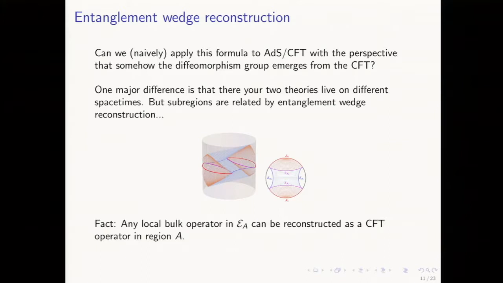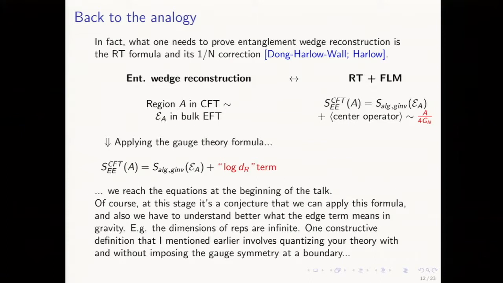if you have a region A of your boundary CFT, then you draw the RT surface for it, and the domain of dependence of the region enclosed by A and its RT surface is the entanglement wedge. And it's been proved that any local bulk operator in your entanglement wedge can be reconstructed as a CFT operator on region A. In fact, what you need in order to prove it is exactly the RT formula and its first subleading correction. So this was shown 2 years ago by these guys, and then Dan Harlow proved a more general version for all quantum systems, assuming a finite dimensional Hilbert space.